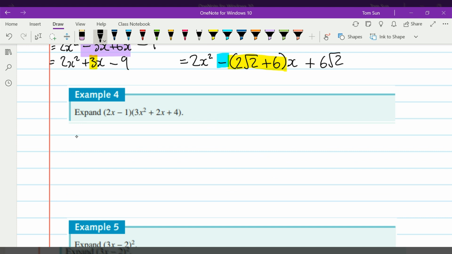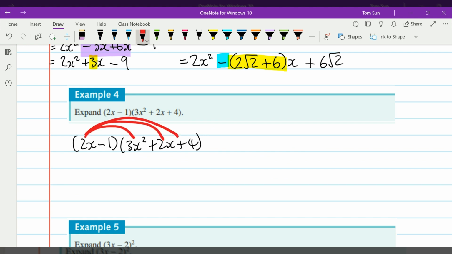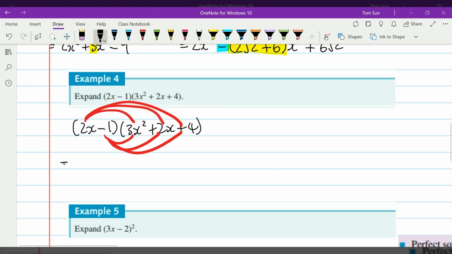That's it. Nothing's really different in this question. So it's 2x minus 1, 3x squared plus 2x plus 4. So expansion is a little bigger, as in like this, and then this. That's the only thing that's really different, okay? So we'll just do the entire thing. So it's 6x cubed plus 4x plus 8x minus 3x squared minus 2x minus 4.